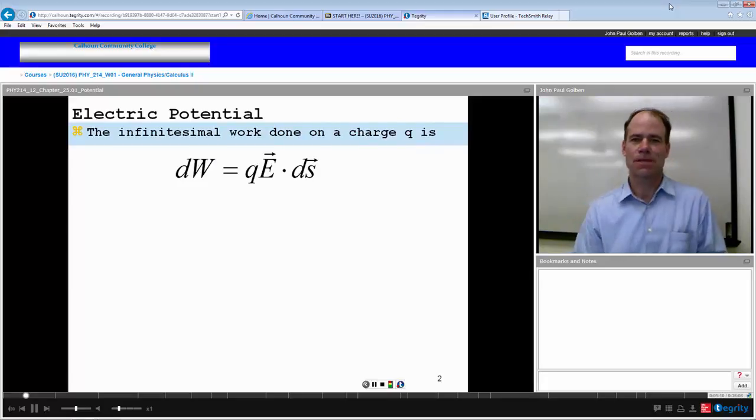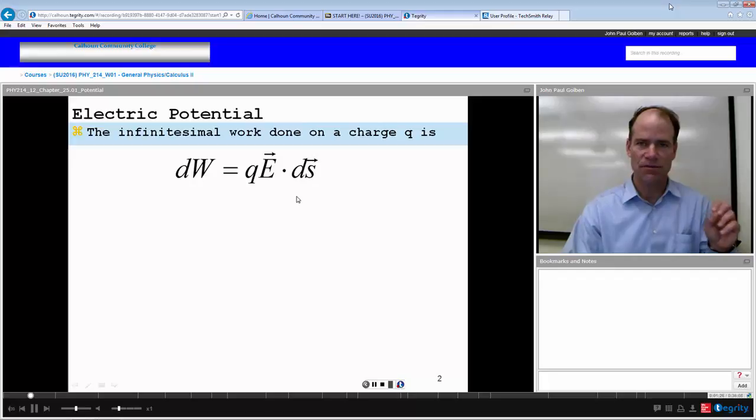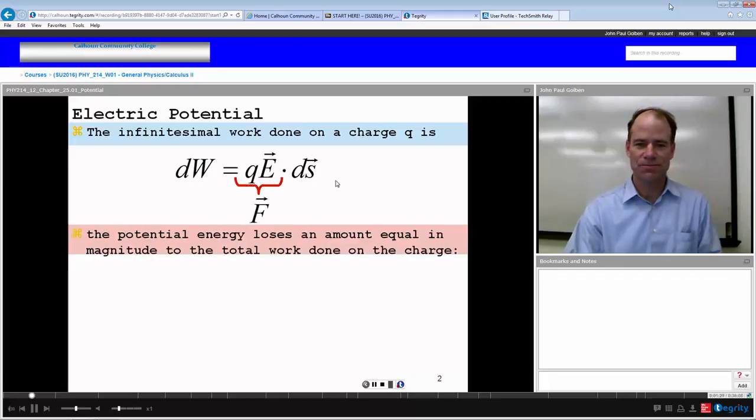Consider this. Let's say you did some work on a charge by applying a force due to an electric field, and the infinitesimal amount of work you would do would be equal to that force dotted with its displacement. So it would be QE dotted with ds, being the infinitesimal displacement. Now, that work has to come from somewhere, and in the absence of having a special force elsewhere, if it's from the electric field, then the work is going to come from the electric field. The electric field will lose some potential energy by doing that.